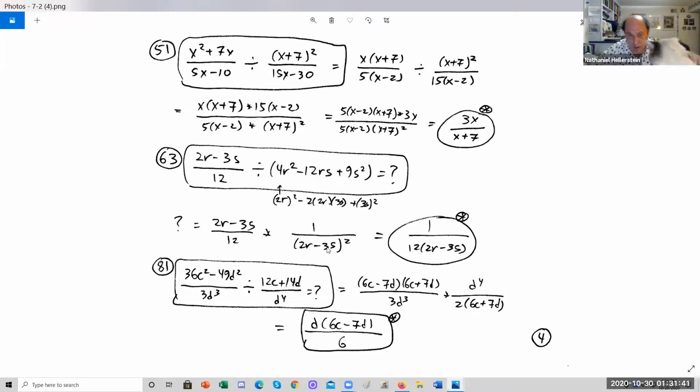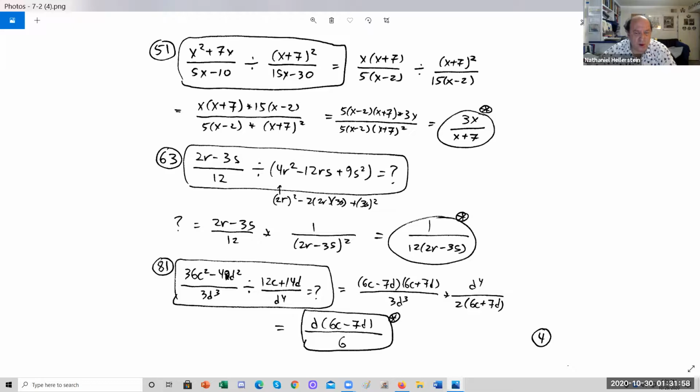And since we're dividing, we put it in the denominator. And one of the (2r minus 3s) goes away. 1 is left in the top. In the denominator, you're left with 12 times (2r minus 3s) for this fraction. Okay.